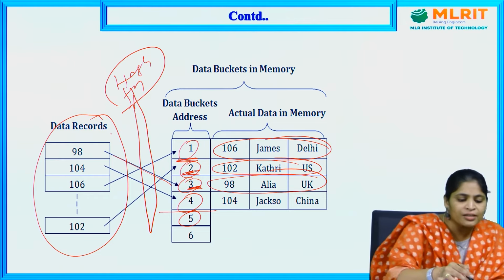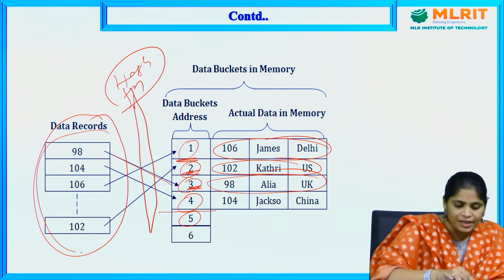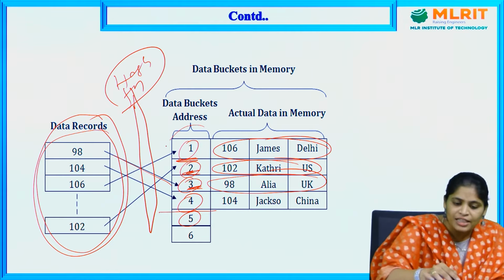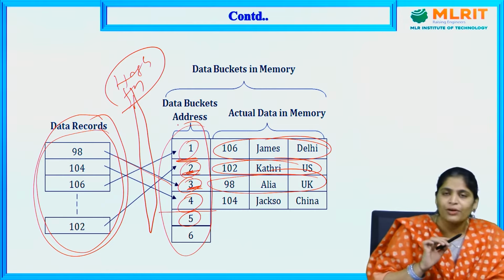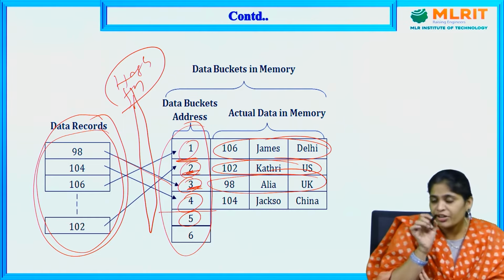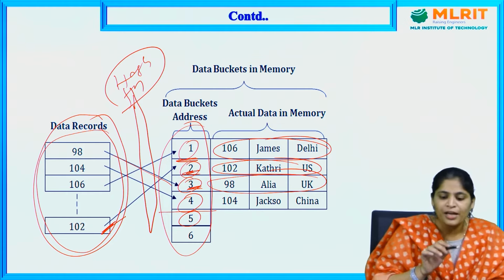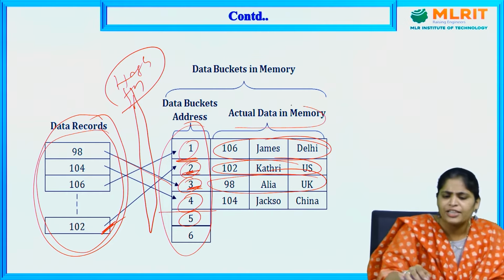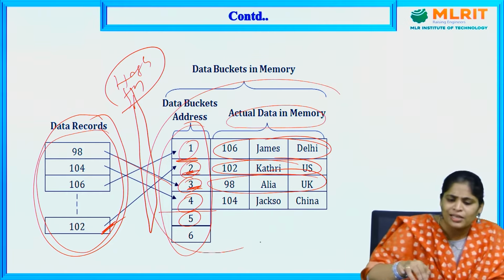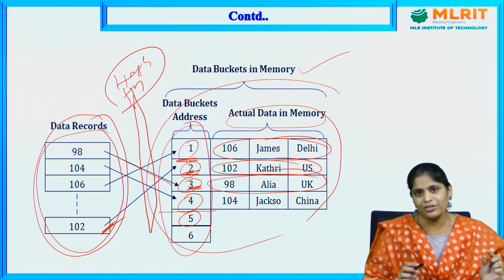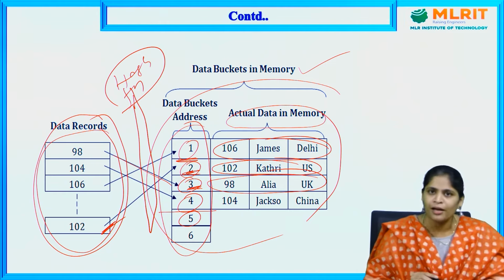So these are the terminologies here. These are nothing but the data records, the actual records. These are nothing but the data bucket addresses, which are generated by the hash function with the help of keys. Next, this is the actual data in the memory. So this whole thing is called what? Data buckets in the memory, including the data and the address. That is what we call data buckets in the memory.